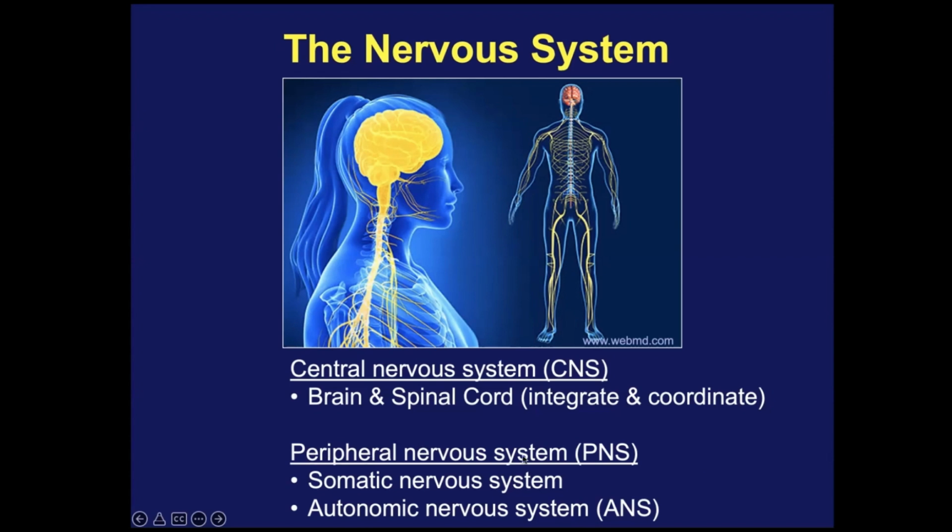The peripheral nervous system, or the PNS, refers to the nerve fibers that connect the brain and spinal cord to the different parts of the human body, and they are composed of the fibers that originate from either the brain or the spinal cord. The peripheral nervous system is further divided into the somatic nervous system and the autonomic nervous system, or the ANS for short.